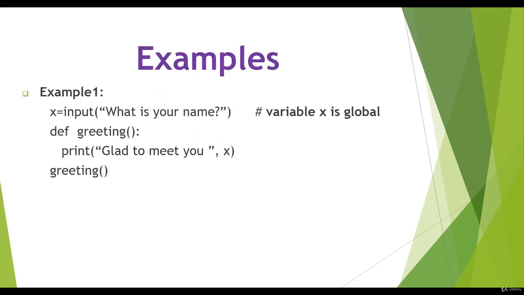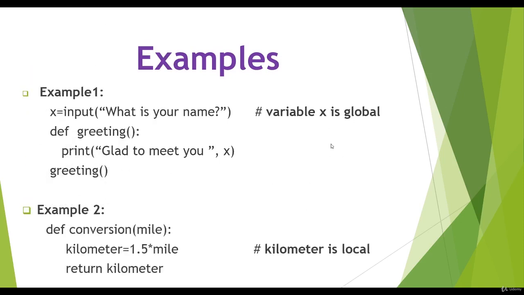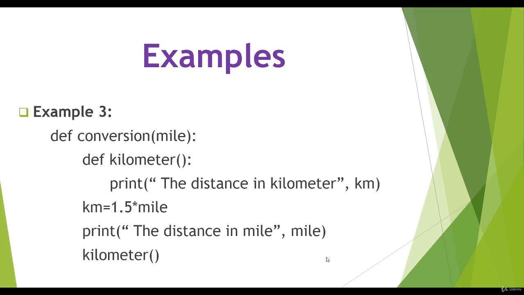Let us look at this example. In this example, the variable x is used inside the function, but it is not defined inside the function. It is defined in the main body of the program. So variable x is global here. In the second example, the variable kilometer is defined inside the function. So kilometer is local here.